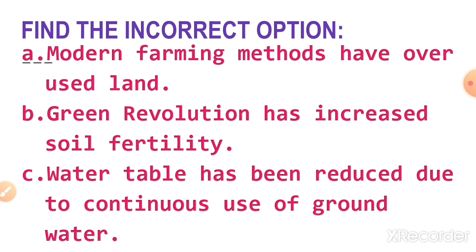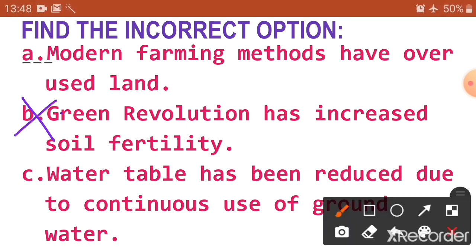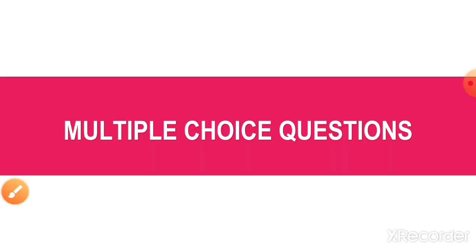What do you think? What is the incorrect answer? The incorrect answer is, yes, green revolution has increased soil fertility. So you are going to click on B option. Now multiple choice questions. You'll be having it for your exam. Now, let's do one or two over here.